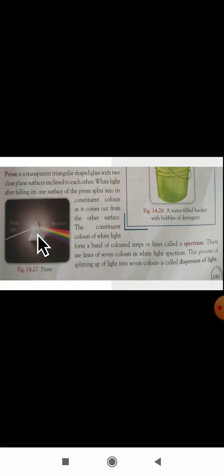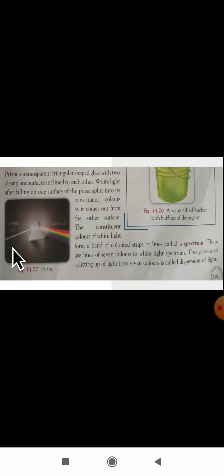A prism is a transparent triangular shaped glass with 2 plane surfaces inclined to each other. How many surfaces does a prism have? It has 2 plane surfaces inclined to each other. White light, after falling on one surface of the prism, splits into its constituent colors as it comes out from the other surface. A prism has 2 surfaces as it is in a triangular shape.